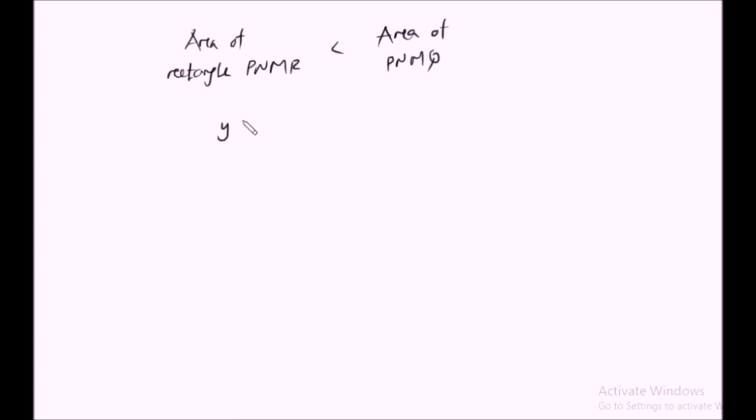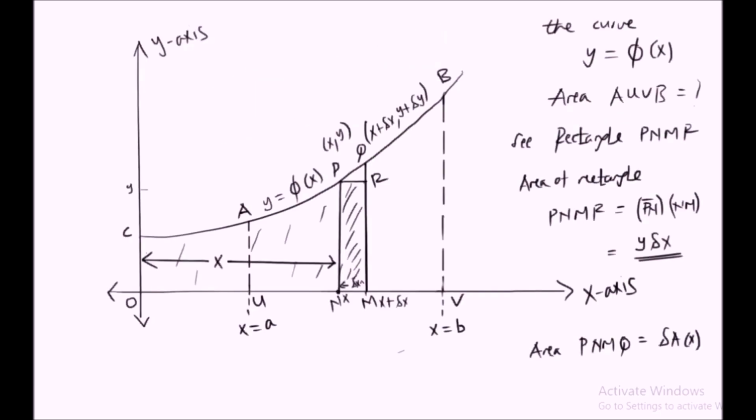So here we have said the area of the rectangle is less than delta x times y, okay? So remember now, I am looking for the area AUVB. Remember that. So the area AUVB, if I subdivide it into many rectangles, each rectangle will have this extra part that exceeds it, okay?